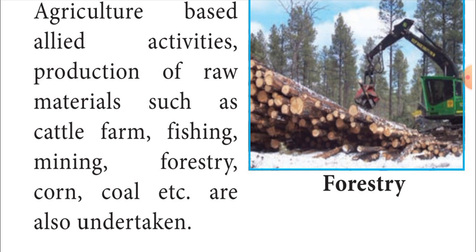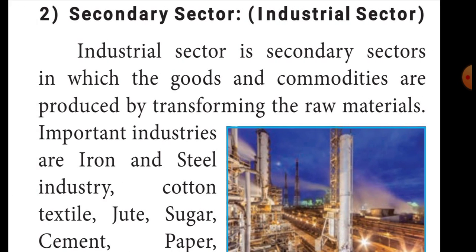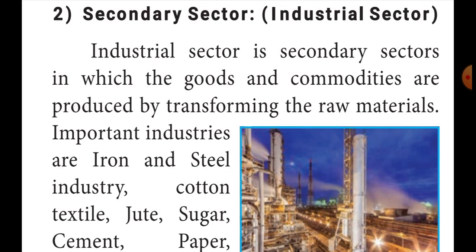Then the second one is the secondary sector, or industrial sector. Listen, students, the industrial sector is otherwise called the secondary sector. Goods and commodities are produced by transforming raw materials. For example, the important industries of the secondary sector are iron and steel, cotton textile, jute, sugar, cement, paper, petrochemical, automobile, and other small scale industries.